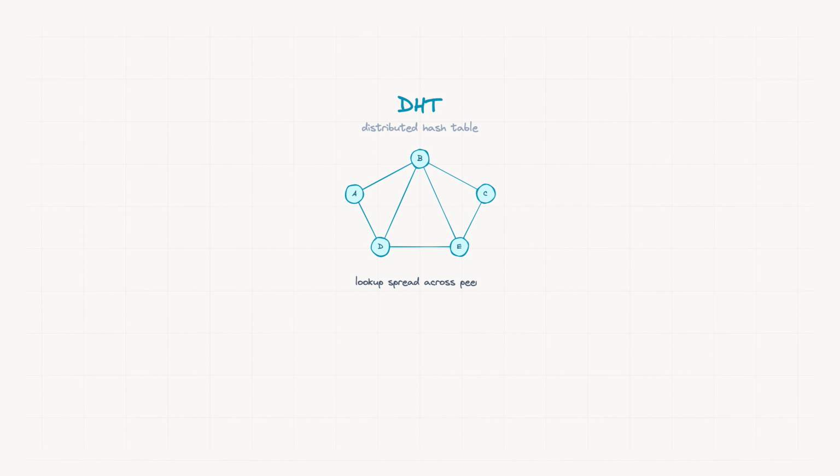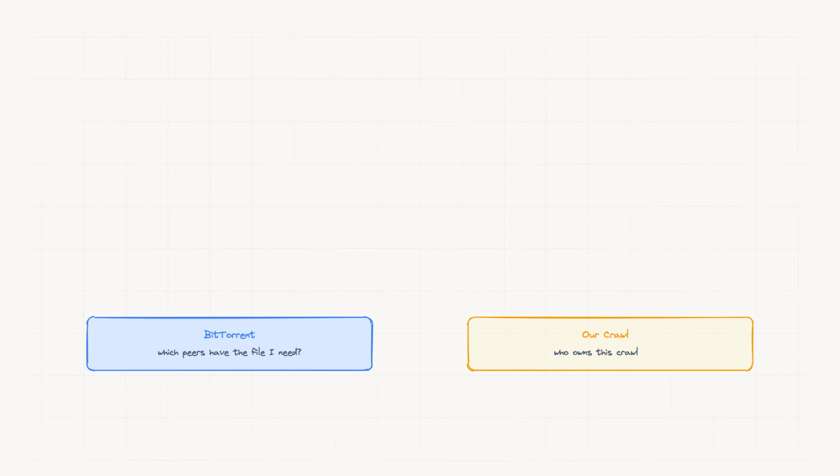In BitTorrent, before peers can exchange pieces, they need a way to find other peers who have the same file. One way to do that is a DHT, a distributed hash table. The lookup itself is spread across the peers. Our crawler needs the same kind of mechanism, but for a different question. BitTorrent asks, which peers have the file I need? Our crawler asks, who owns this crawl task? That's what we're building next.